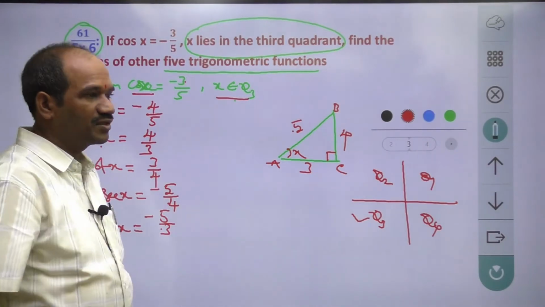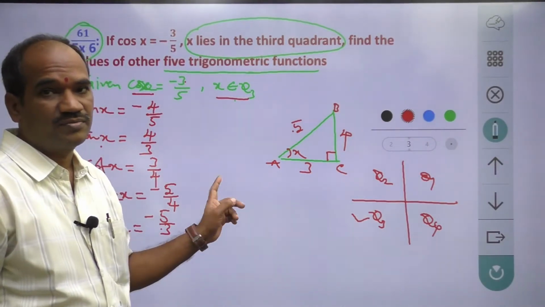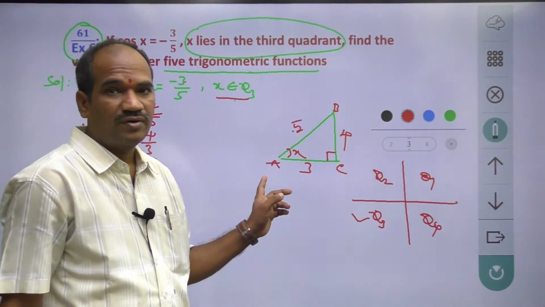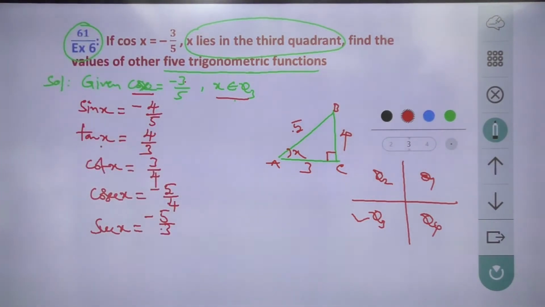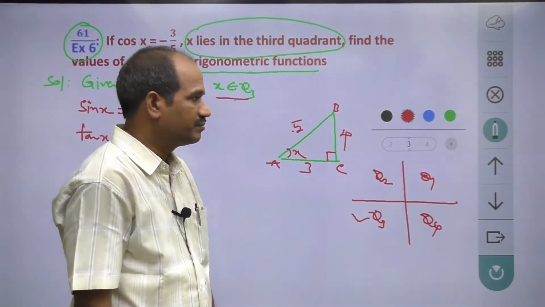This model objective problem is important for competitive exams. You should also practice this question one more time and write it down. Okay, next problem.